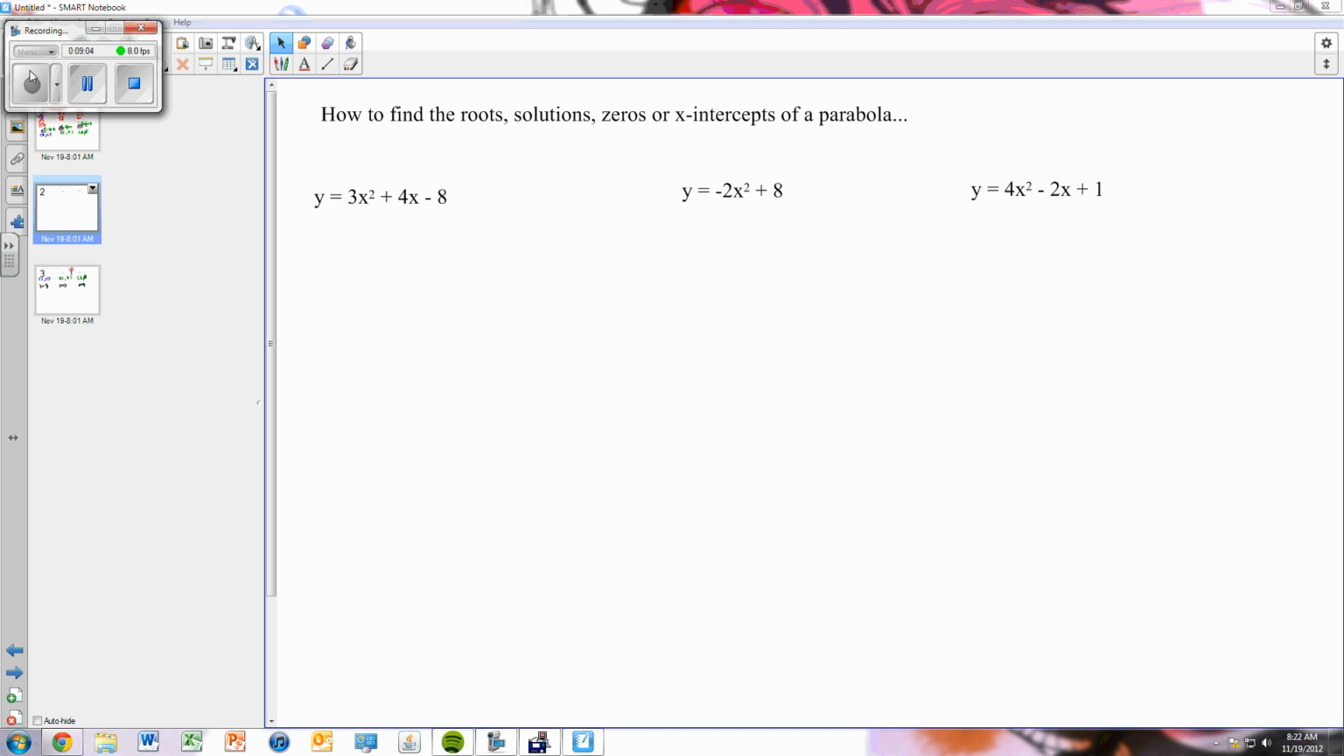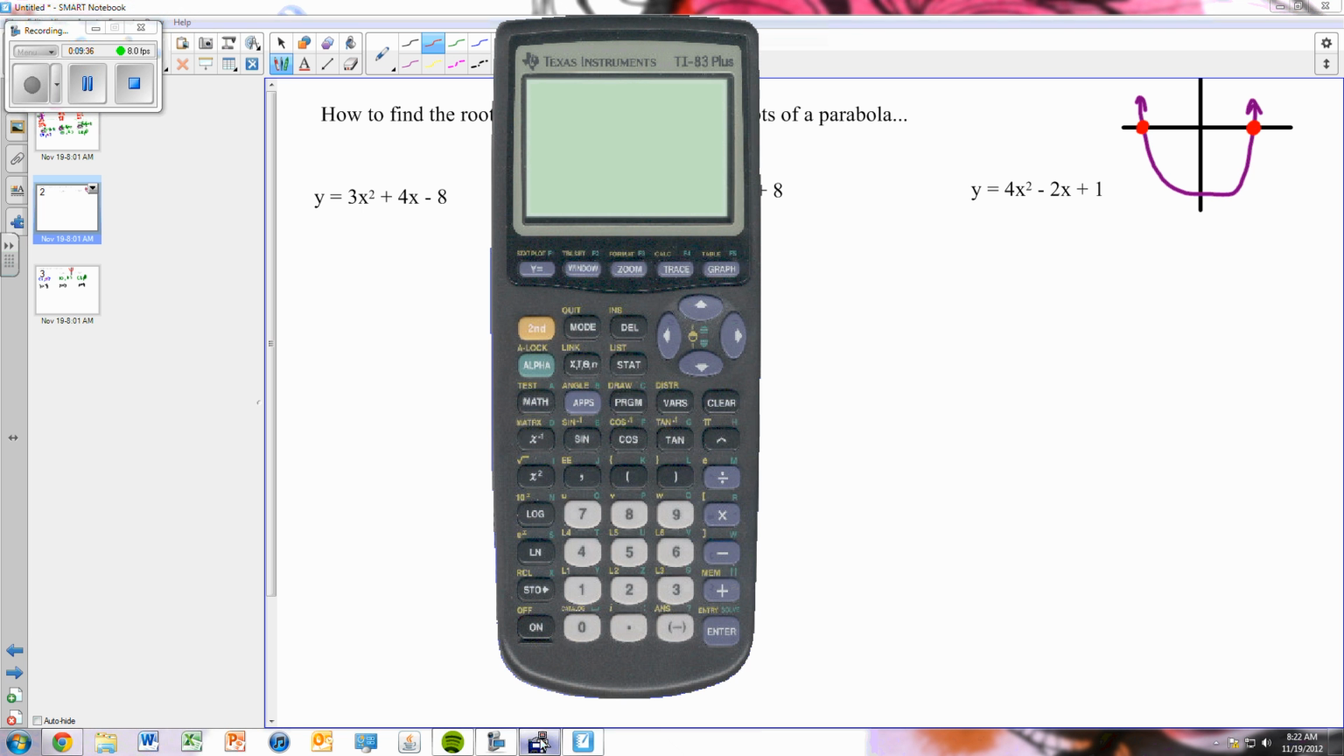All right, the last thing we're going to find about parabolas is their roots, solutions, zeros, or x-intercepts. These four words are synonyms, and all four of them are referring to the place on the graph, on the x-axis, I'm sorry, where a parabola crosses the x-axis. So if this was my parabola, what we are looking for would be this point or this point, either one of those. We can actually find them using the calculator.